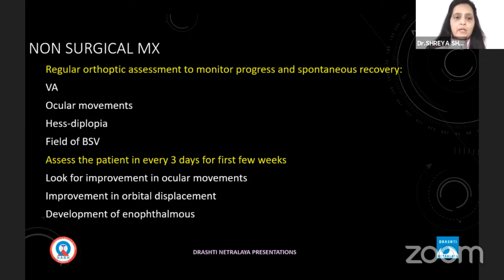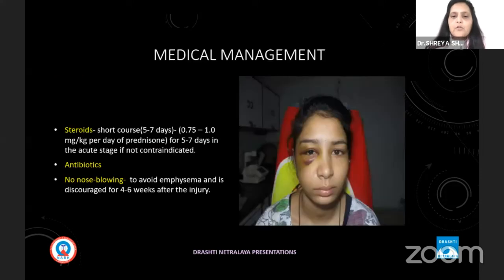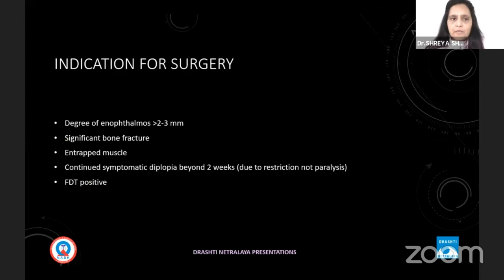Non-surgical management can be done, and we have to see the patient every 3 days for improvement in ocular movements, orbital displacement, and enophthalmos. Treatment can be initially prisms, complete or sectorial occlusion, and sometimes the patient may present with abnormal head posture. Also we can give a short course of steroid and antibiotics and ask the patient not to blow the nose in order to prevent orbital emphysema.